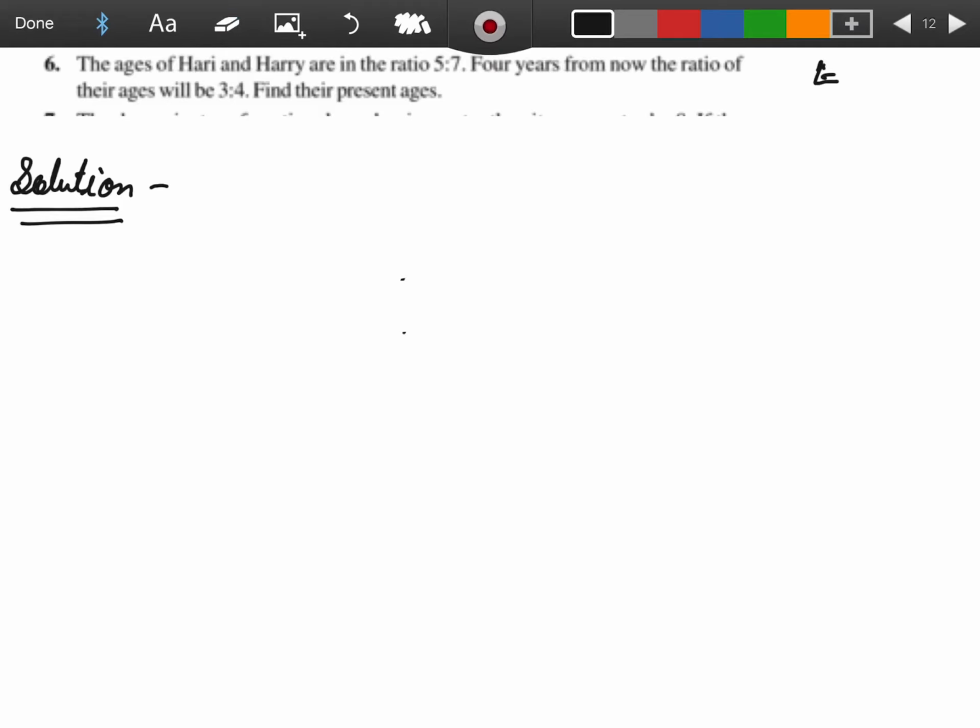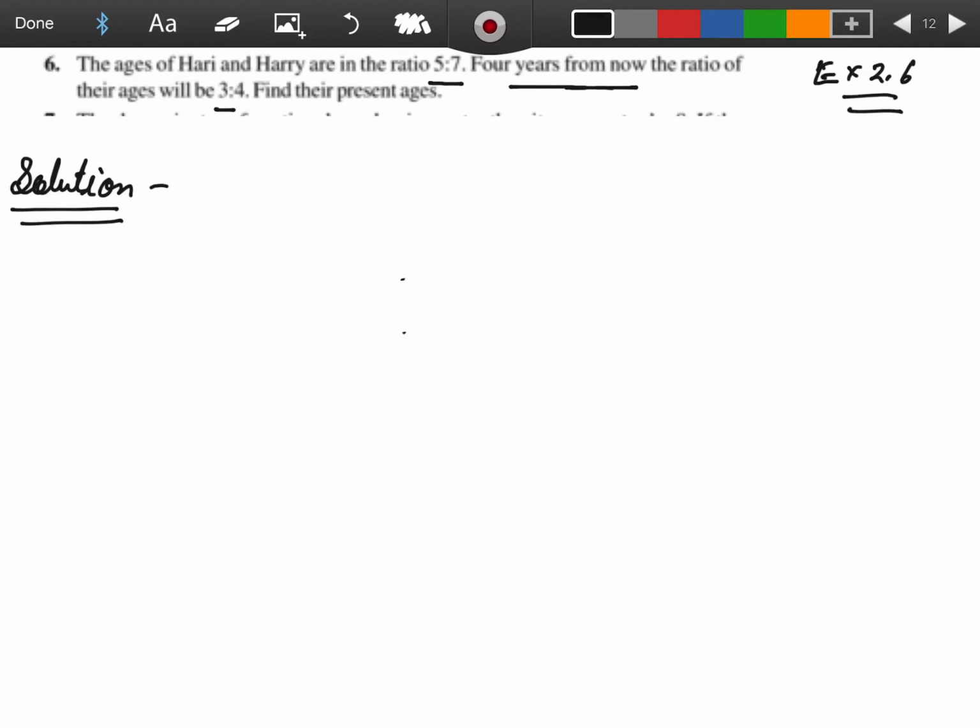Question number 6, exercise 2.6. The ages of Hari and Harry are in the ratio of 5/7. 4 years from now, that means after 4 years, the ratio of their ages will be 3/4. So find their present ages.